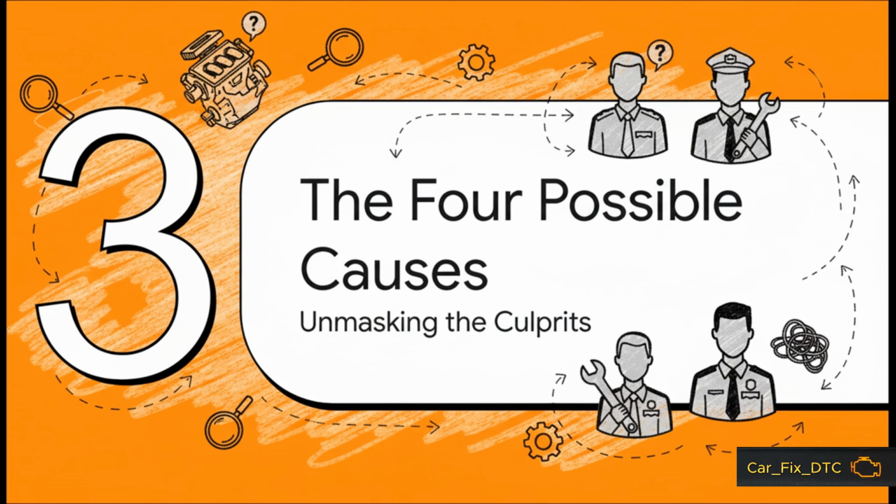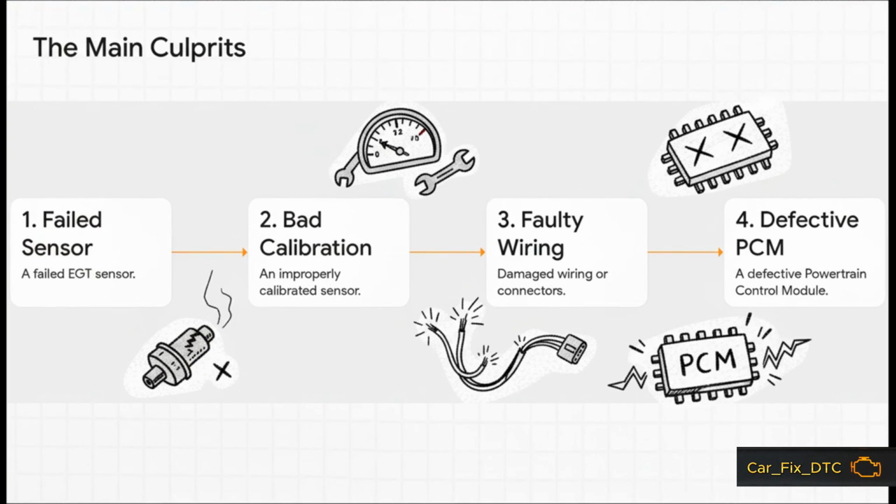Okay, now we get the what, but we really need to figure out the why. Why is this communication breakdown happening? Well, there are 4 main suspects we need to investigate. And here they are, our 4 prime suspects. It could be as simple as an EGT sensor that's just given up, or maybe it's a sensor that's not calibrated correctly. It could also be faulty wiring or a bad connector. And in some rarer cases, the issue could be with the brain itself, the PCM.